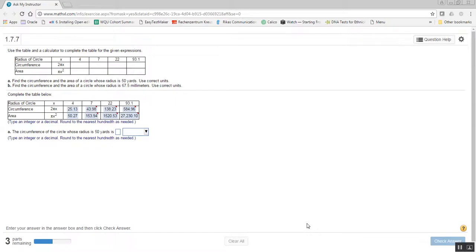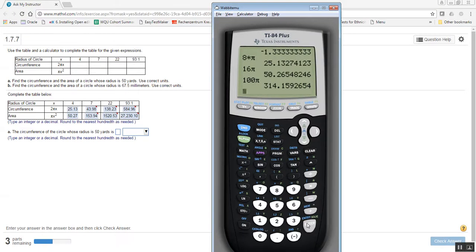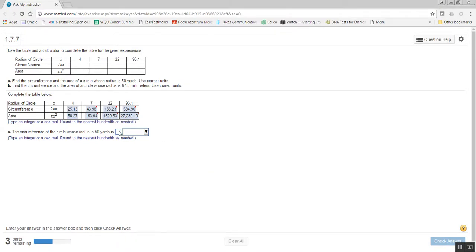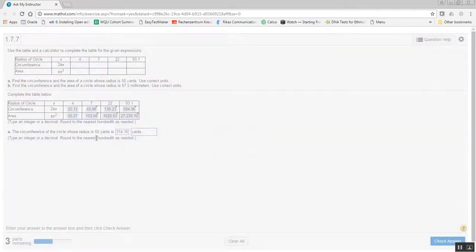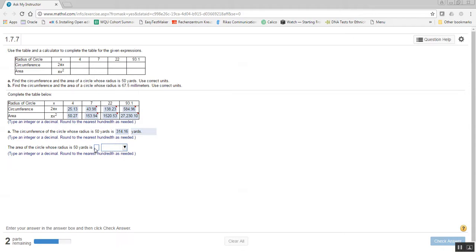Rounded to hundredth, 314.16. 314.16, and I choose yards, and then check answer. Now when it gets down to the area, you again use your pi r squared formula, so you can plug 50 in for the r, but this time you'll have square yards, because the area is always represented in square. And then you do the similar operation on part B there.